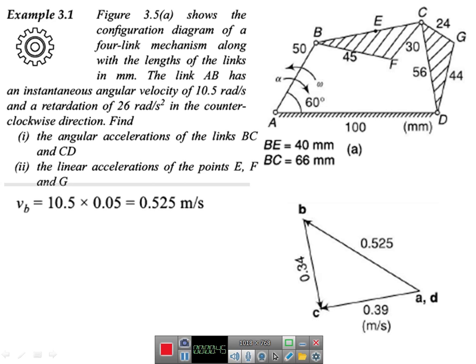Okay, so by the unit you should understand what is given. Radians per second square means it is nothing but alpha. So alpha is given and then omega is given in the counterclockwise direction, they have mentioned here. Then the angular accelerations of link BC and CD have to be calculated.